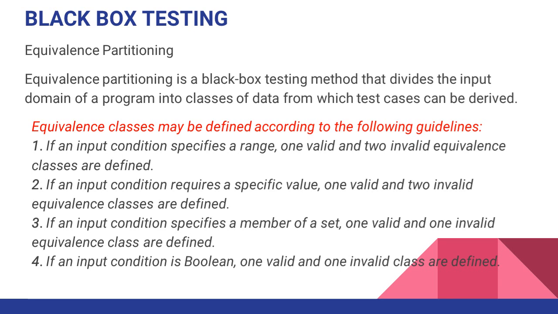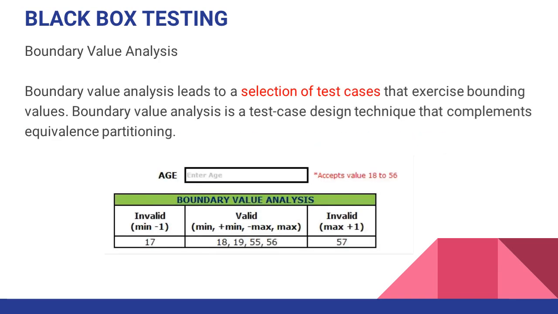A test case for each input domain data item can be developed and executed. Test cases are selected so that the largest number of attributes of an equivalence class is exercised at once. But normally a greater number of errors occur at the boundaries of the input domain rather than in the center. It is for this reason that boundary value analysis has been developed as a testing technique. In short, it is known as BVA.